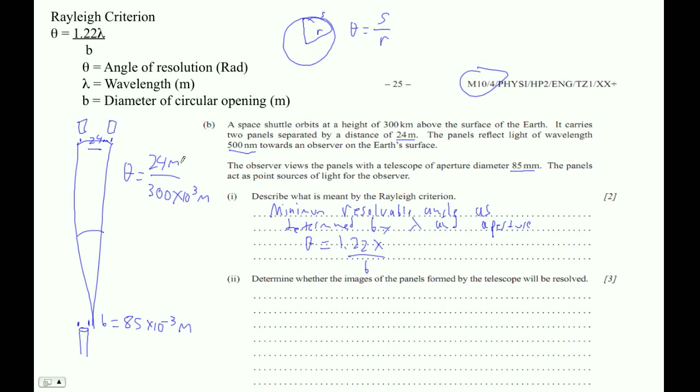Well, here's my first step: I'm going to find out this angle, 24 divided by 300 thousand, and that's 8. This angle is equal to 8 times 10 to the minus 5 radians. That's what the angle really is.